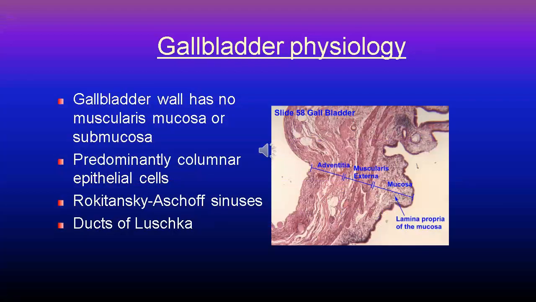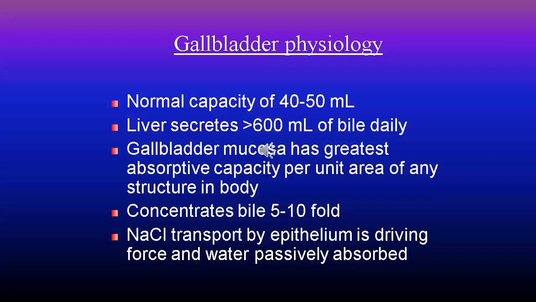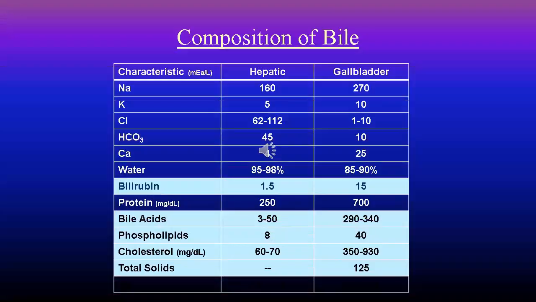The gallbladder has no muscularis mucosa or submucosa, and is mostly composed of columnar epithelium. The liver secretes about 600 milliliters to 1 liter per day, and the normal capacity of the gallbladder is about 50 milliliters. So the gallbladder has a great absorptive capacity. It concentrates bile 5 to 10-fold compared to the bile in the common bile duct. In this slide, you can compare the composition of bile in the biliary tree, in the liver, and in the gallbladder.